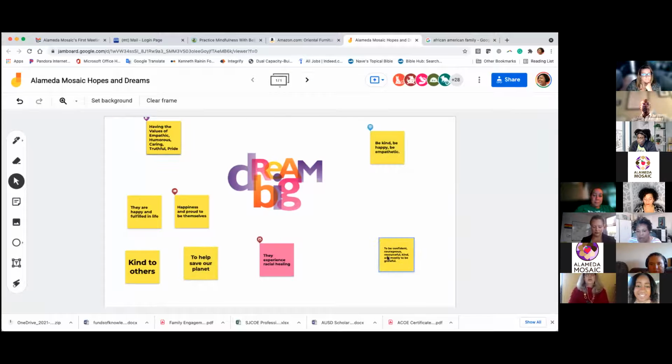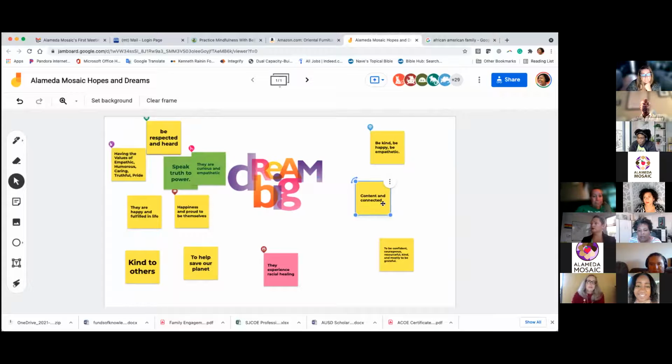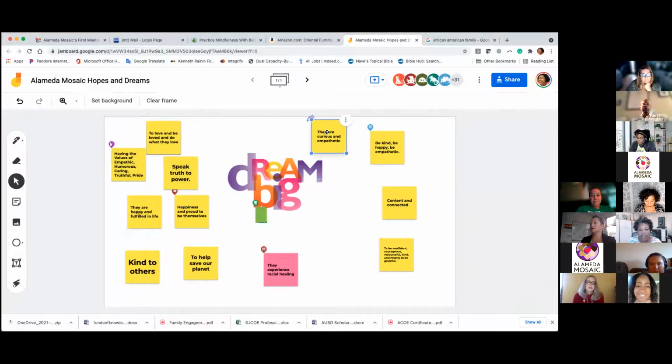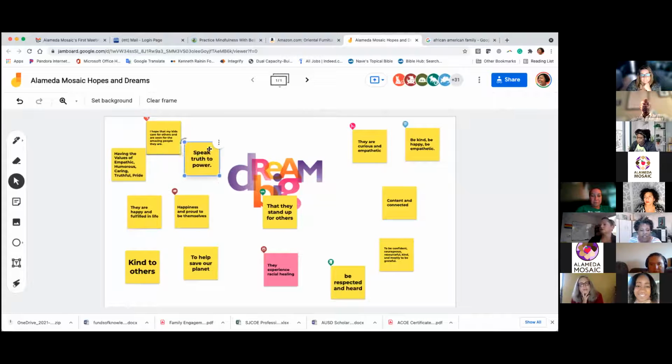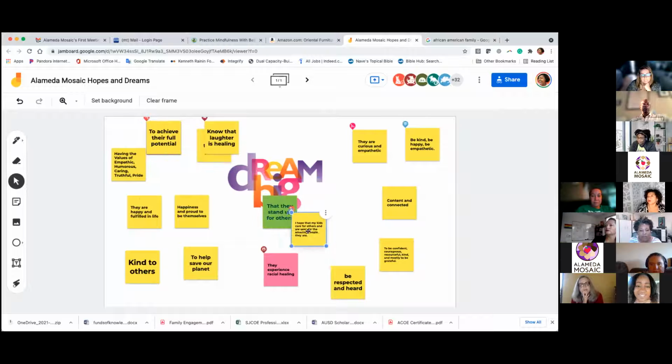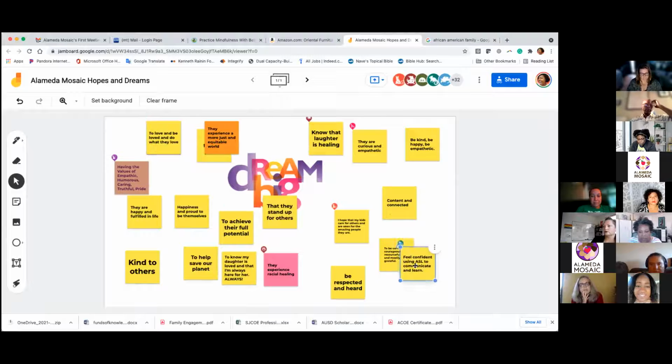That they are confident, courageous, and resourceful, kind, that they're grateful, content and connected, empathetic, curious. They speak their truth with power. All that you are writing right now, if you're writing and yours disappear, just go ahead and move it so they unlap.